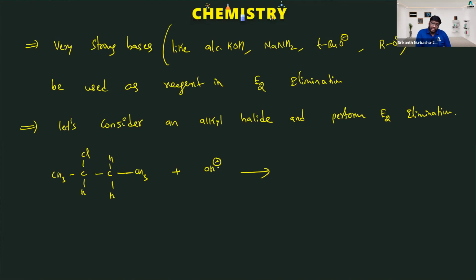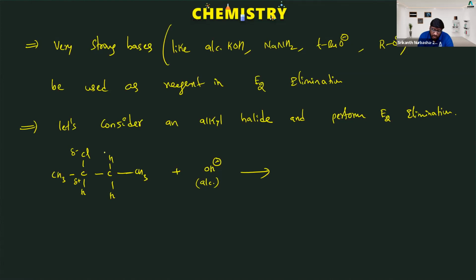Now OH minus has to pick up the proton. This is alcoholic OH. Alcoholic OH means OH minus in the alcoholic medium acts as a very strong base. So OH minus has to pick up the proton. So which is the acidic proton that we have to figure out? For that, I can say the carbon chlorine bond is going to be a polar bond, because chlorine is more electronegative when compared to carbon. So it will develop partial negative on chlorine and partial positive on carbon.